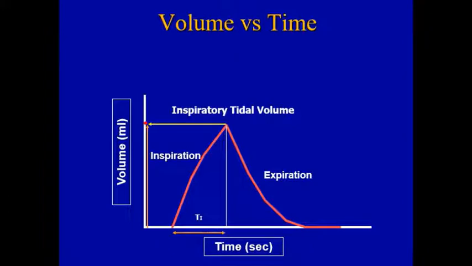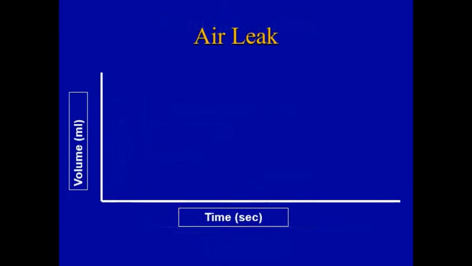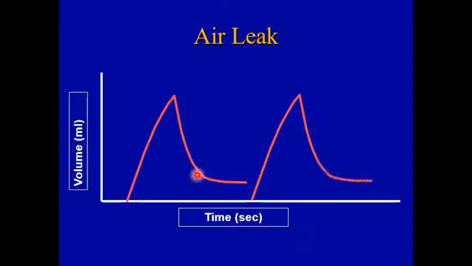What is the use of this volume time waveform? By this we can know whether there is any air leak. As you can see here, the expiration is not touching the baseline, so it indicates there is some amount of air leak present. From this point to this point is the inspiratory tidal volume, and the expiration does not touch the baseline. This indicates a leak is present in the patient. This amount indicates the volume lost.